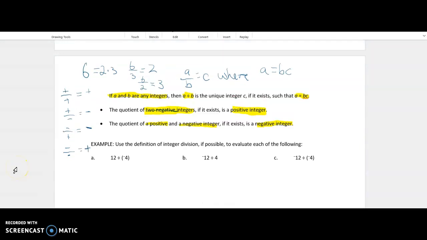Right now, I'd like you to try just A, B, and C. Pause the video and try A, B, and C. You can skip D through F. So pause the video, try those, and we'll check our answers together.